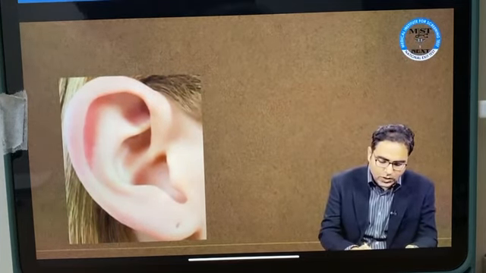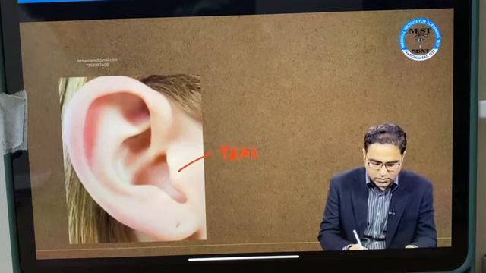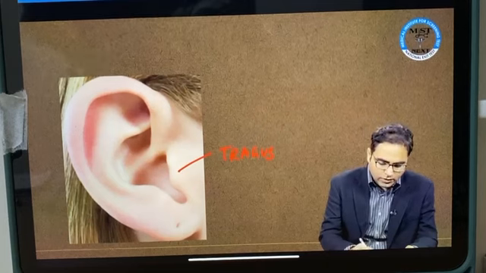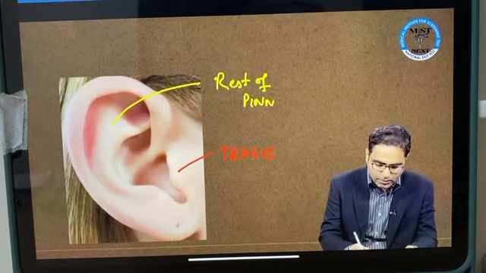This is tragus. Okay, this is tragus. And this is the rest of pinna. This is rest of pinna. And both of them are developmentally different.